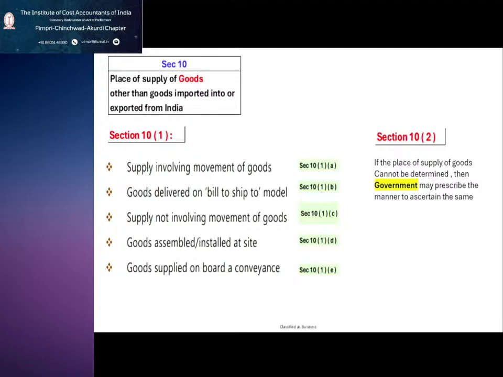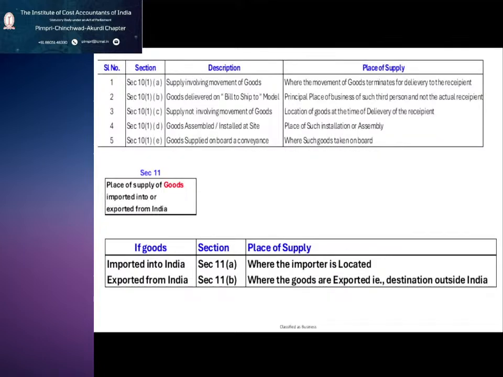In subsection 1 we have 5 major clauses. The first is supply involving movement of goods. The second is goods delivered on a bill to ship to model, and supply not involving movement of goods. Then the goods assembled or installed at the site, and the goods supplied on board a conveyance. These are the 5 major heads in subsection 1 of section 10. We are just recapitulating what we have seen in our previous class.